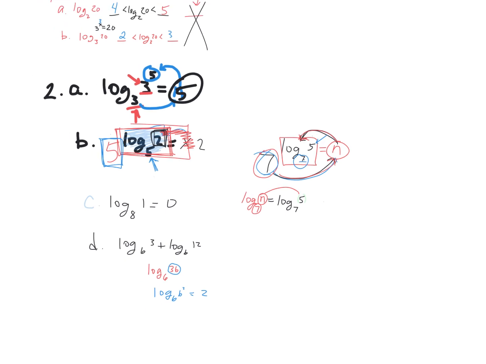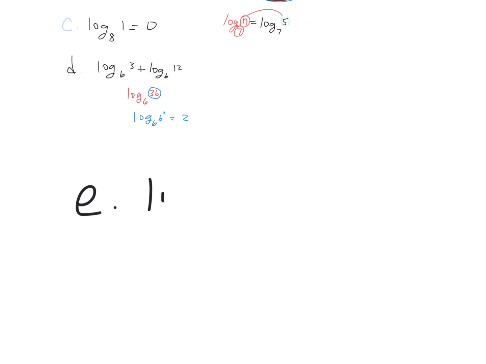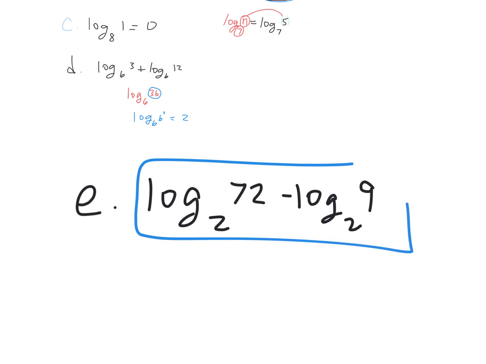Okay, good. Can you read me the next one that we haven't done? We just finished 2D. Could you read me the next one after 2D? 2E. Okay, 2E. Read it to me. Log base 2 of 72 minus log base 2 of 9. When I told you that if you could ever combine these, you should, right? So we should put them together as one log base 2 of 9 times 72.